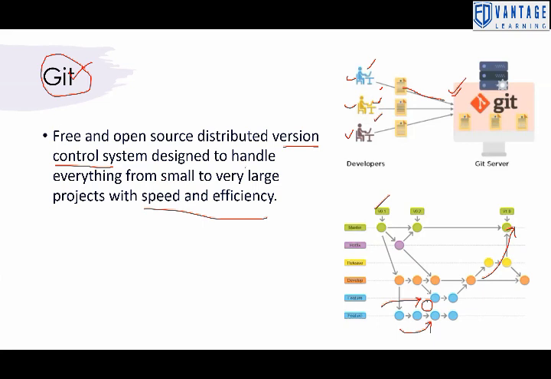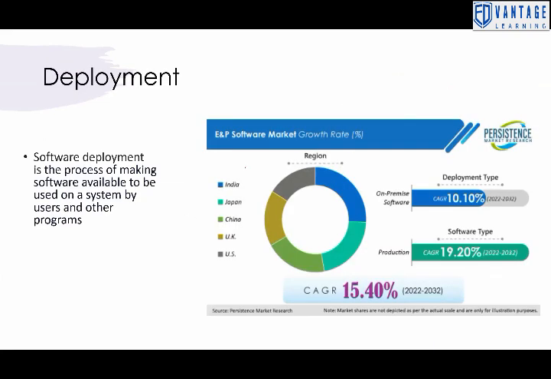Okay, so once all these things are done, your final step is your deployment. And again, here I am sharing a picture of a market research done by Persistence Market Research company that is showing different types of deployment that are happening. Software deployment, as I also said, is the process of making your software available to the user so that users can use your software.